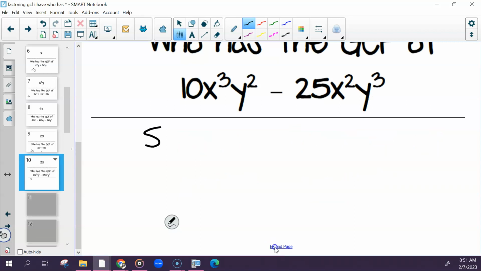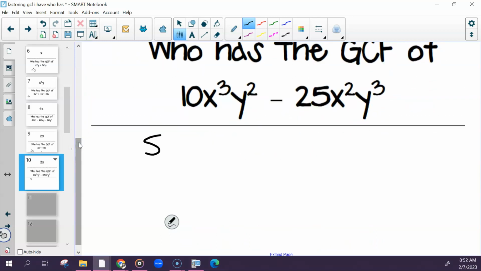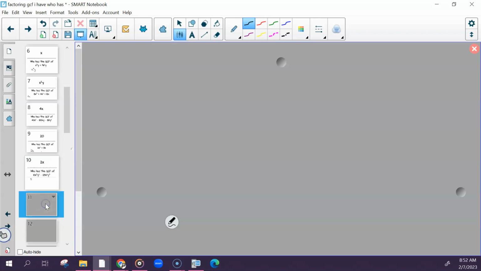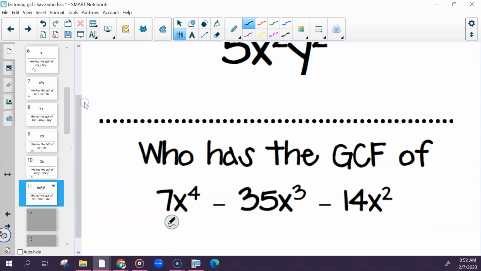Mine just says 2. And for the other one? For which one? The one that we did before. The 20? Do you know where you did that? Oh, the 2x, no, that was mine. Okay. So someone that has 5, go for it. Do you want me to read out the who has it? Yeah. Who has the GCF of 7x to the 4th minus 35x cubed minus 14x squared?